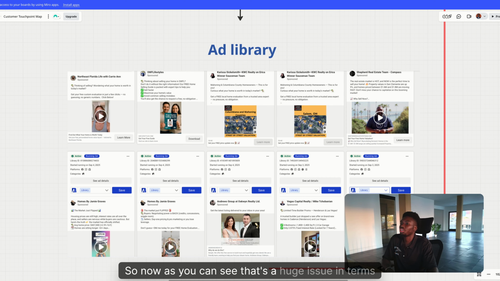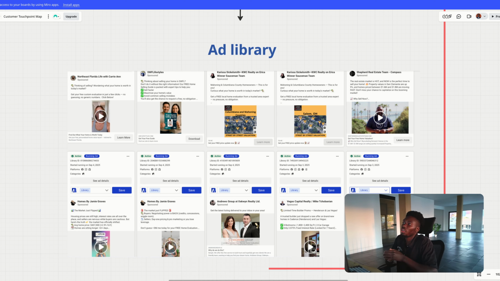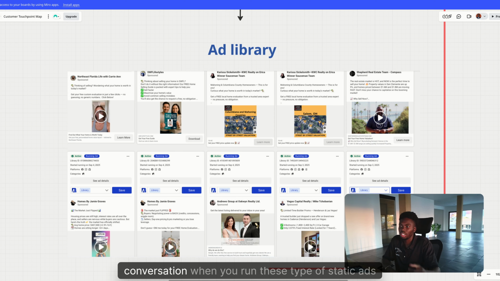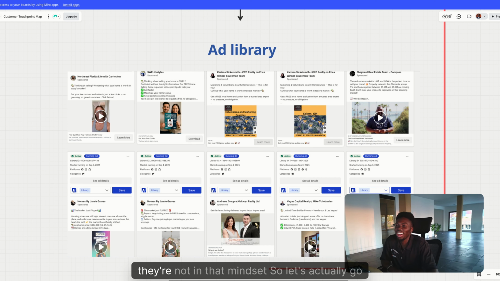So now, as you can see, that's a huge issue in terms of running just a regular static ad that has no conviction or conversions, and doesn't build a personal brand or establish rapport by speaking to the right audience. The deeper problem is you're interrupting people who aren't ready to sell, and you're trying to force them into a sales conversation. When you run these types of static ads, it's like walking up to someone at Starbucks and saying, hey, I want to sell you a house, and they're not in that mindset.